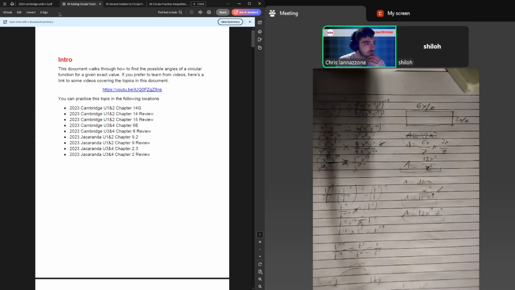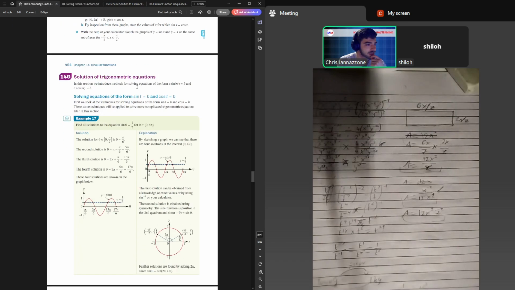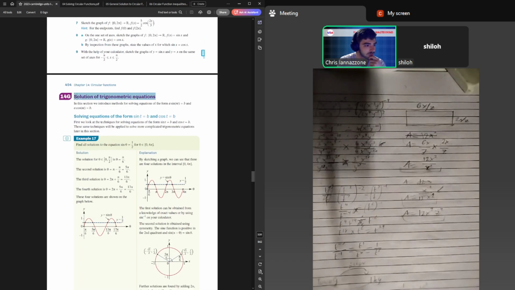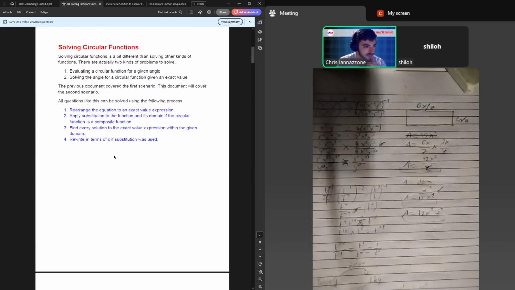So what I was basically getting at there is that as far as the trig stuff, we're looking at from 14G onwards. If there's anything before that which needs to be refined, just let me know and I'll jump back to that. But for now, what we're looking at is this idea of how we solve circular functions, which means you have an unknown in the angle spot and you want to figure out what that unknown could possibly be.